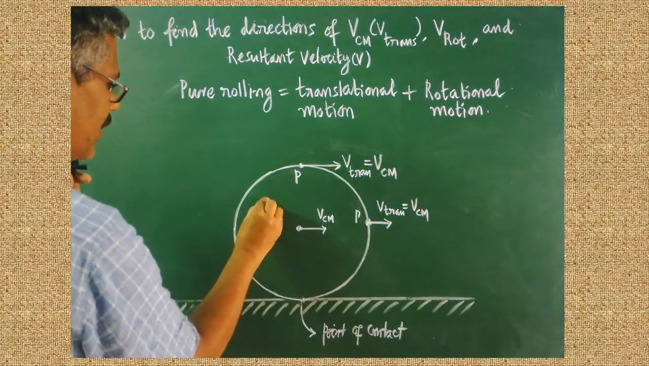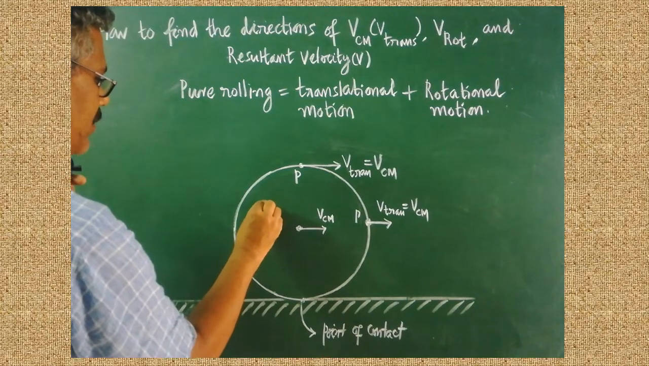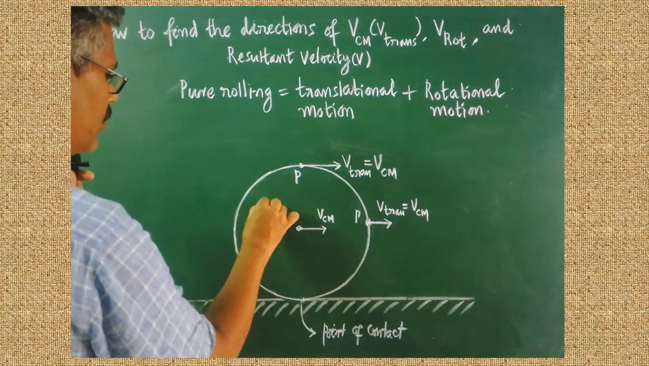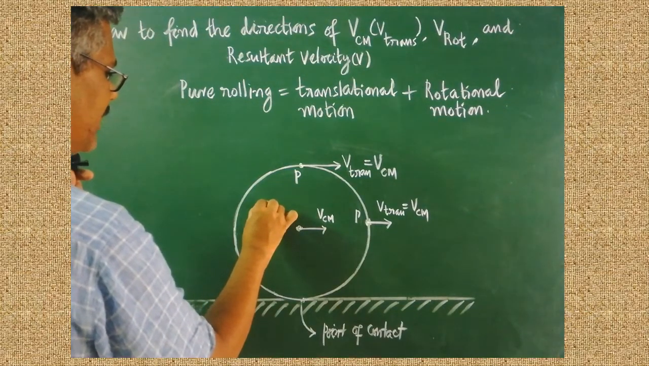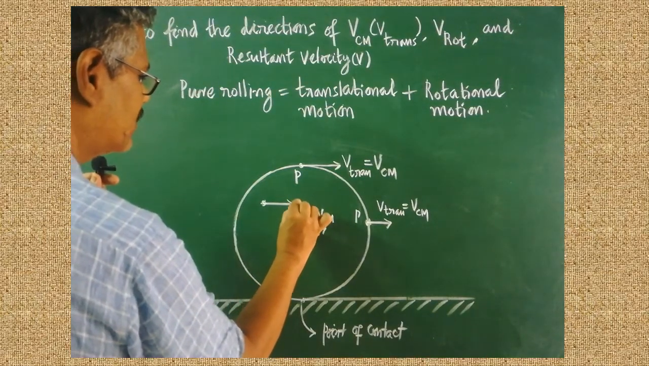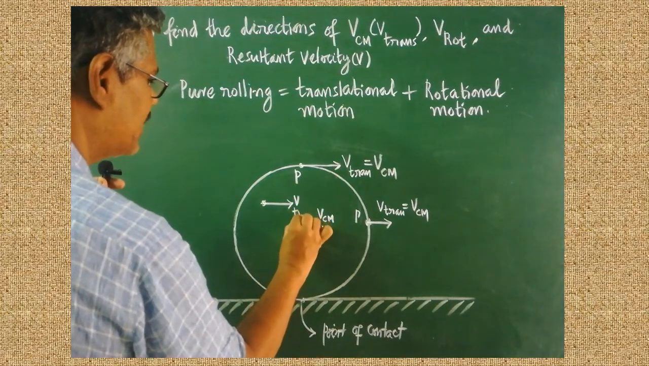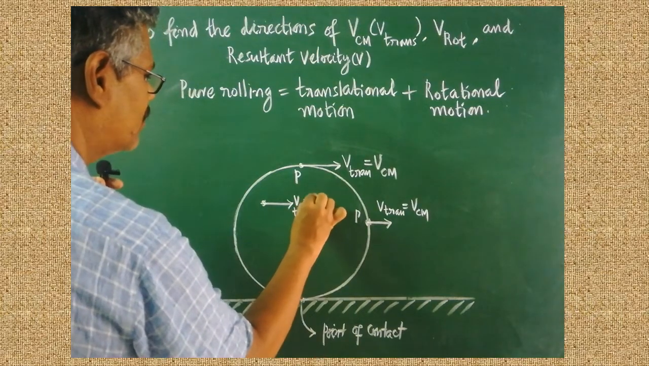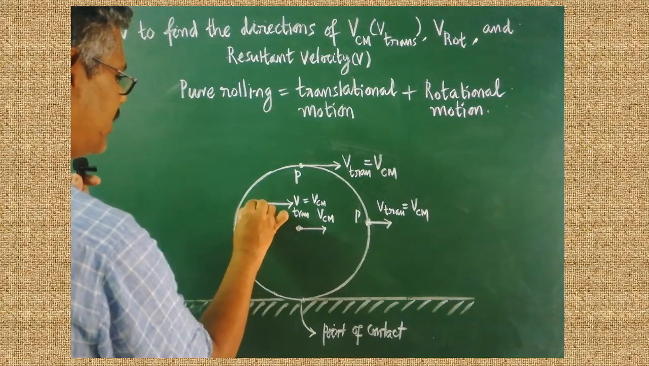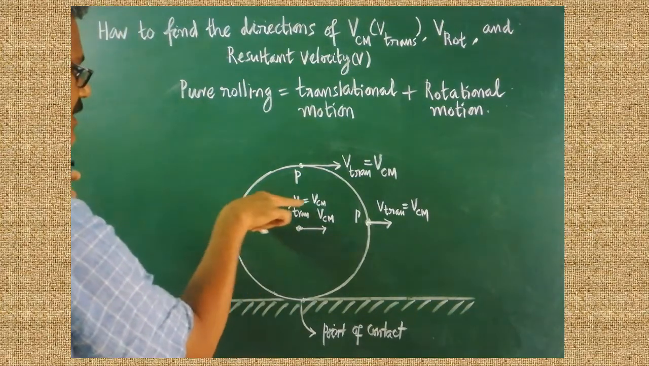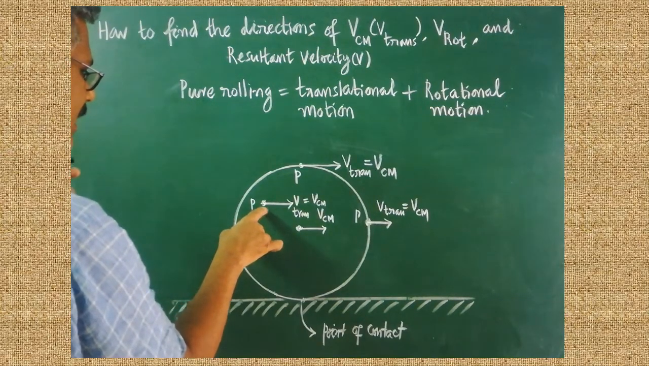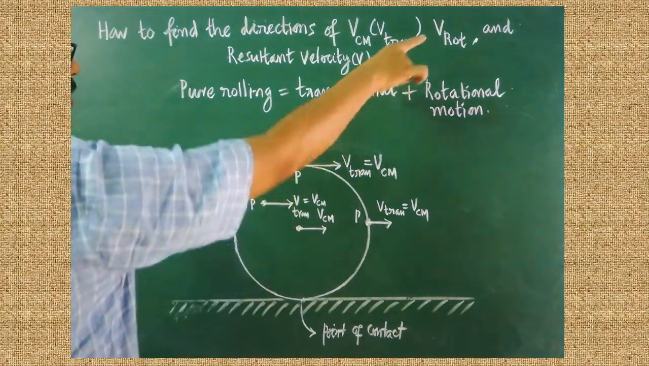Let us choose a point P here. I have chosen a point P in the interior portion of the rolling disk. Here, what would be the direction of the V translational? Definitely it has to take place in this direction. So this is the direction of the V translational, and that one will be equal to VCM. Are you clear? Its translational velocity is acting here. This point P is not only having V translational, it is also having the rotational velocity.